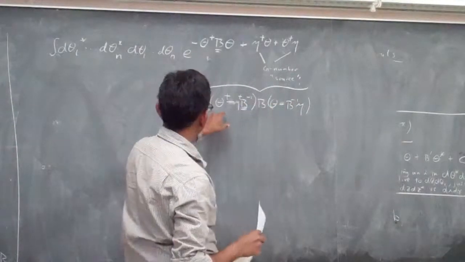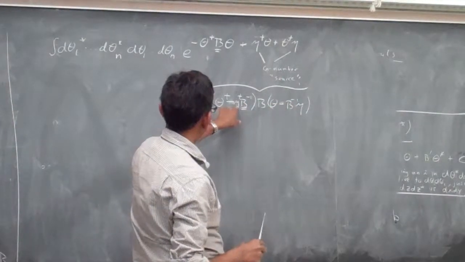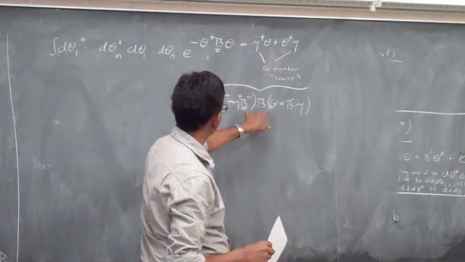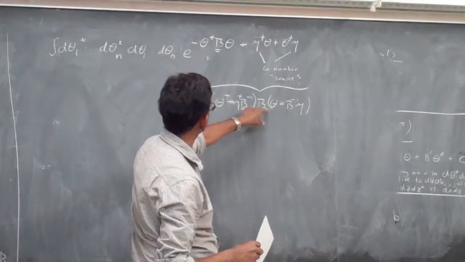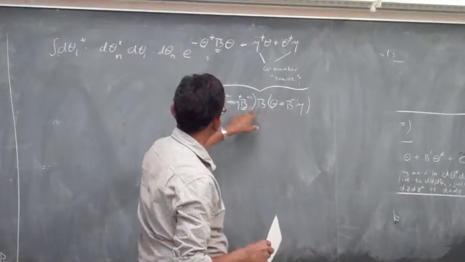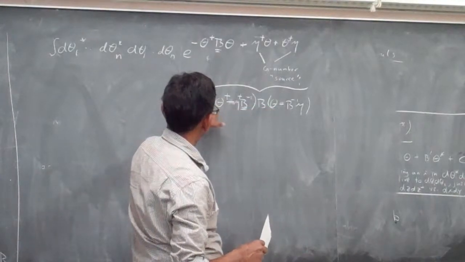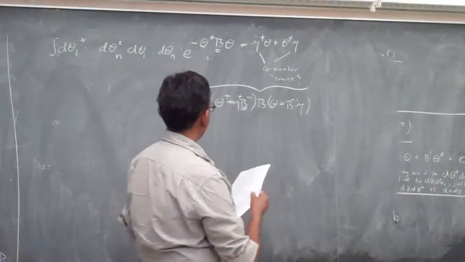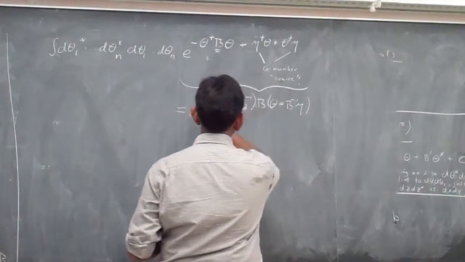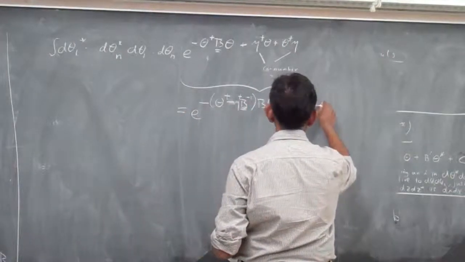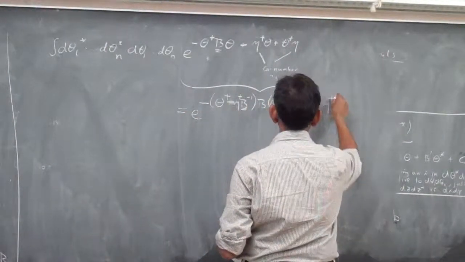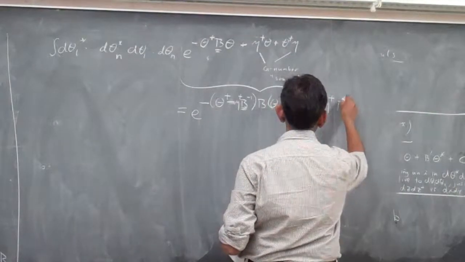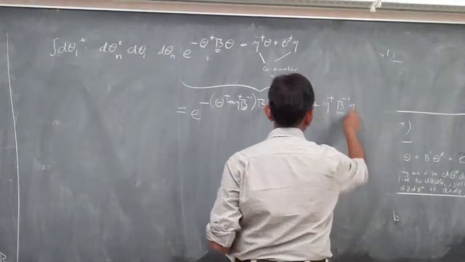So I get eta dagger theta from these two terms, and then the other one I would get theta dagger. Again, the minuses cancel. Theta dagger eta. Okay, and so to write an equality, I should add eta dagger b inverse eta.